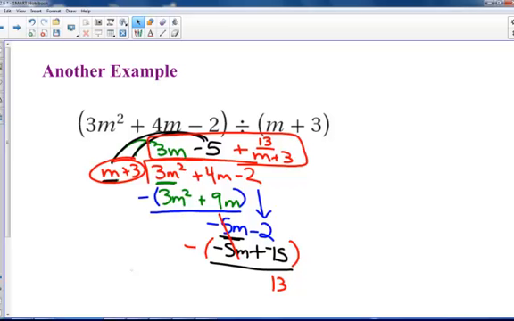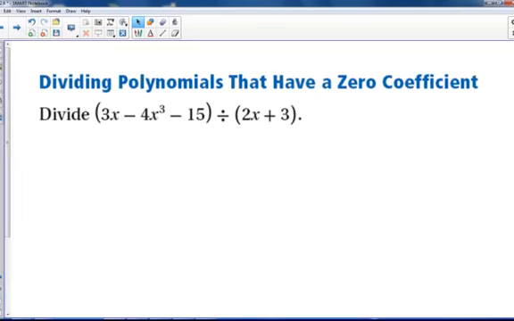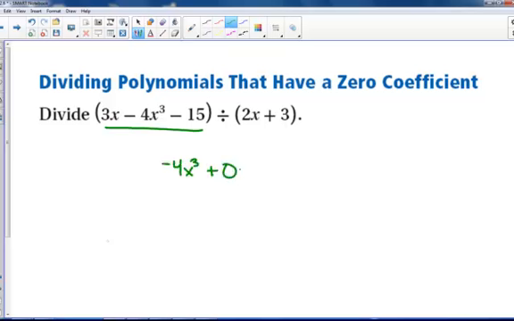One more. Maybe 2 more. All right. The first step is to put these in order. So I would put negative 4x cubed. This is when I will put my 0x squared placeholder. Then my plus 3x, and then minus 15.